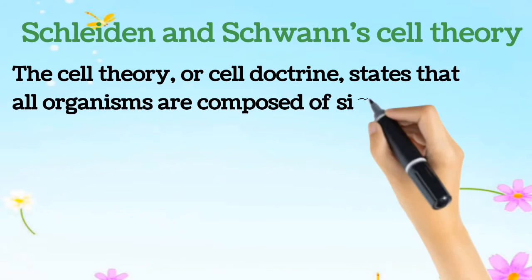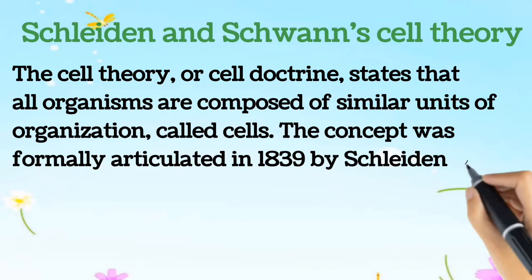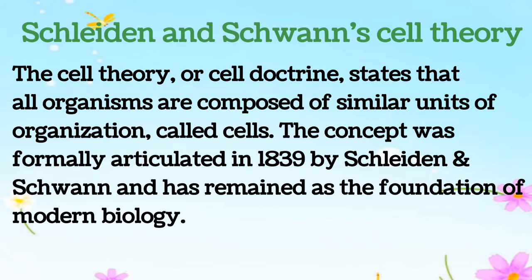The cell theory, or cell doctrine, states that all organisms are composed of similar units of organization, called cells. The concept was formally articulated in 1839 by Schleiden and Schwann and has remained as the foundation of modern biology.